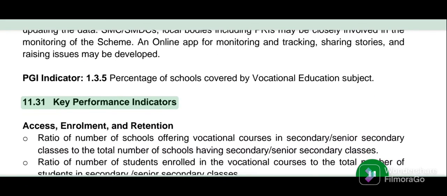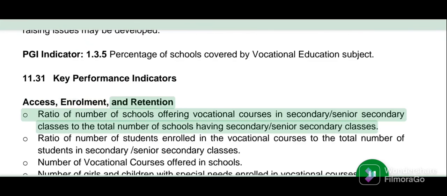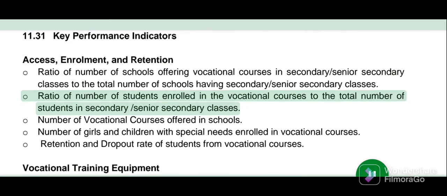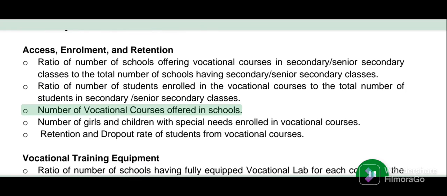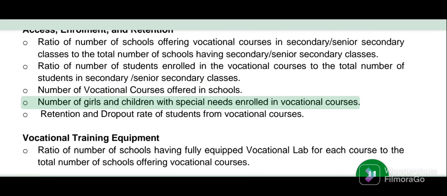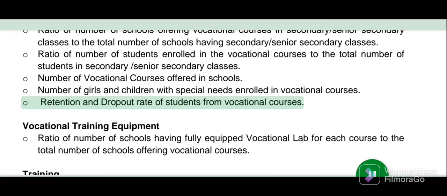11.31 Key performance indicators. Access, enrollment, and retention: ratio of number of schools offering vocational courses in secondary and senior secondary classes to the total number of schools having secondary and senior secondary classes. Or ratio of number of students enrolled in the vocational courses to the total number of students in secondary and senior secondary classes. Or number of vocational courses offered in schools. Or number of girls and children with special needs enrolled in vocational courses. Or retention and dropout rate of students from vocational courses.